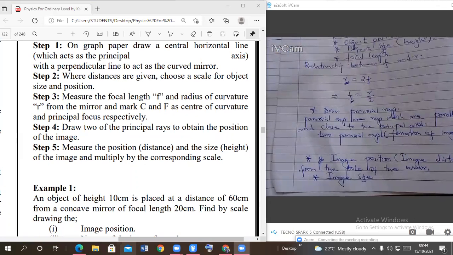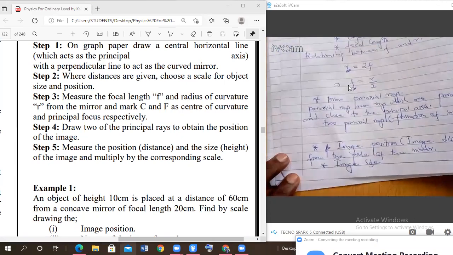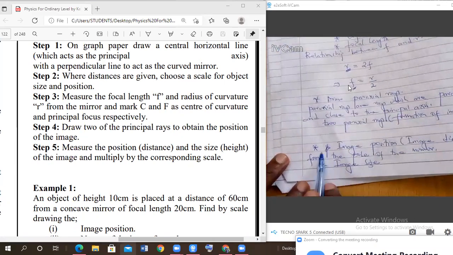Yes, teacher. Are the steps clear now? You have understood the steps, right? Yeah. Okay.